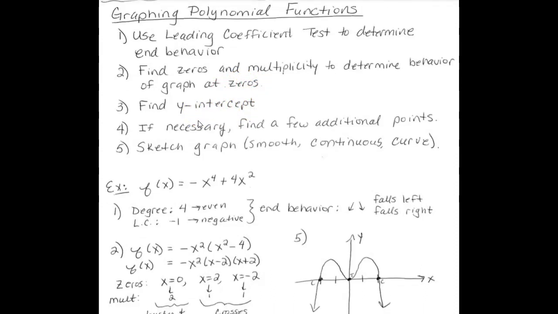Step 3, find the y-intercept. That is an easy step. It just means plug in 0 for x. So you might get an extra point to plot on your graph by doing that.